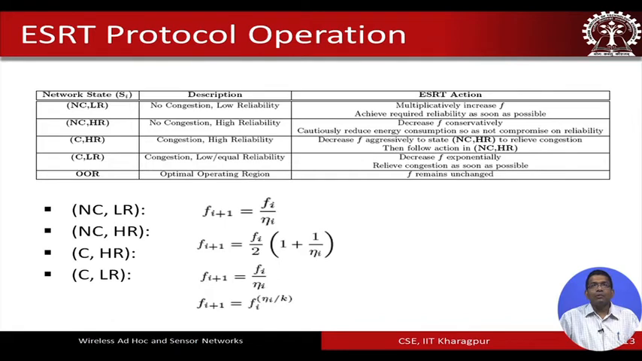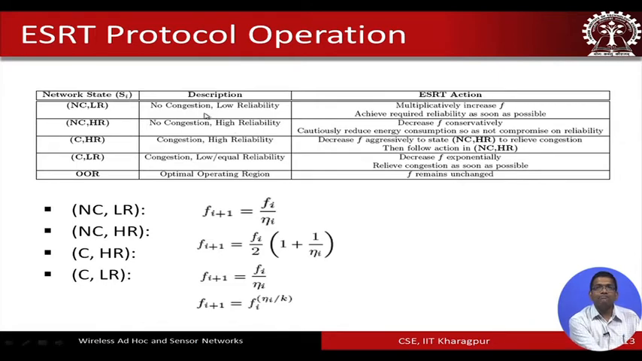So, the ESRT protocol operation is like this. The network is considered to be in different states. The first one is NCLR, signifying a network with no congestion and low reliability. Then we have no congestion, high reliability. Then congestion, high reliability; congestion, low or equal reliability; and the optimal operating region, OOR. When the network is in the optimal operating region, it is performing optimally overall.